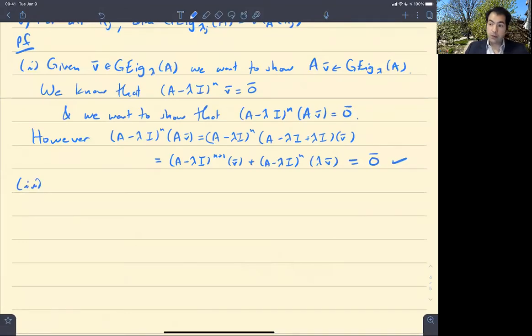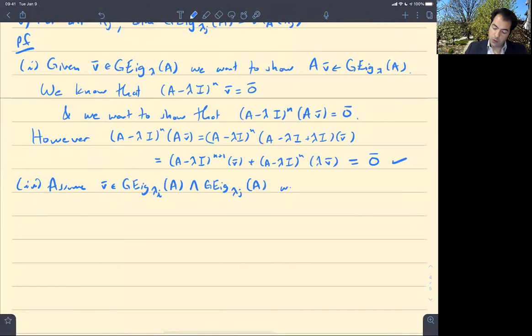For 2, right, so 2 says that if i is different from j, then the only intersection of the generalized eigenspaces corresponding to lambda i and lambda j is the 0 vector, right? So assume V is a vector in the generalized eigenspace of lambda i and the generalized eigenspace corresponding to lambda j. We want to show that V is equal to 0.